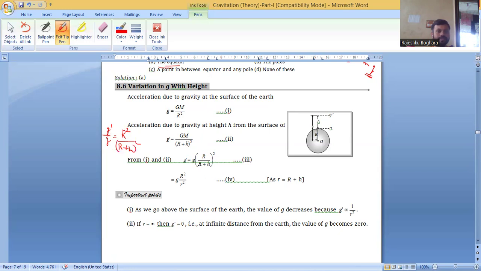Making g dash the subject, g dash equals g R squared upon (R plus h) squared, equation 3. Now R plus h is equal to small r, so g dash is equal to g R squared upon r squared, where r equals R plus h. Important point: as we go above the surface of the earth, the value of g decreases because g dash is proportional to 1 upon r squared. If we take r equal to infinity, then g dash equals 0. At infinite distance from the earth, the value of g becomes 0.